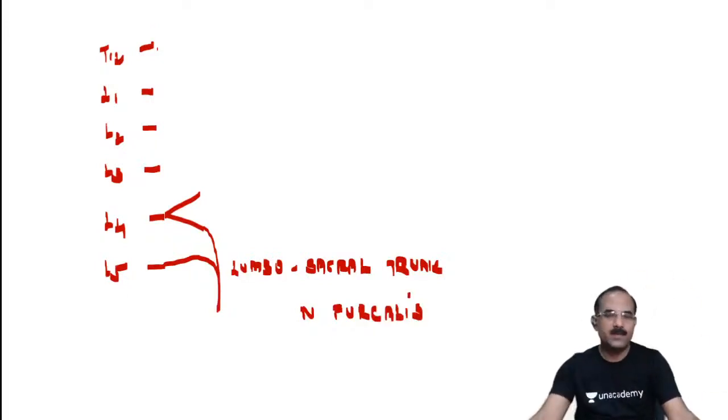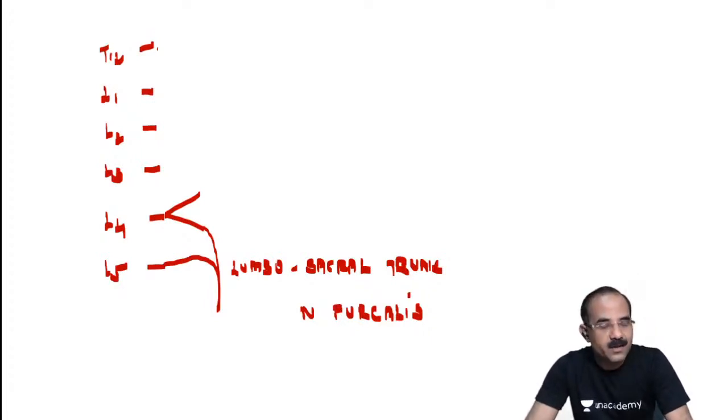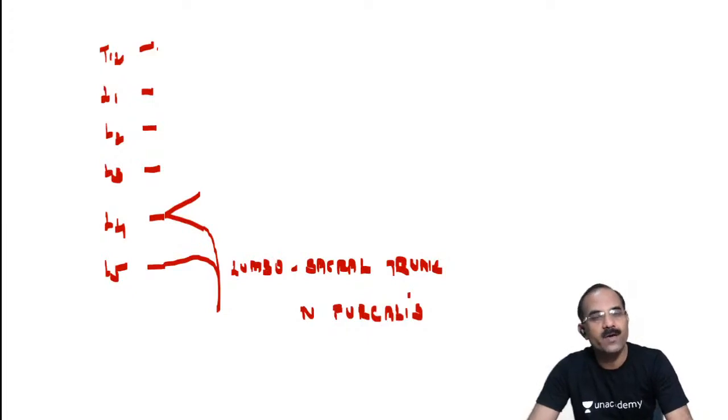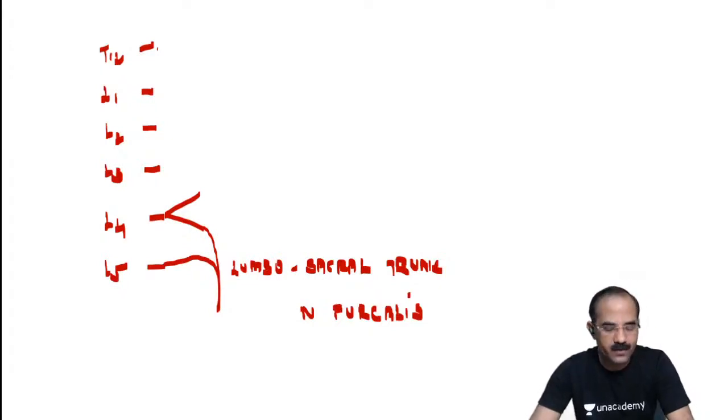So see, for example, the sciatic nerve. The sciatic nerve is a branch of which plexus? It is a branch of the sacral plexus, and you know the root value of the sciatic nerve: L4, L5, S1, S2, S3. Now, if the sciatic nerve is a branch of the sacral plexus, then where does this L4, L5 come from?